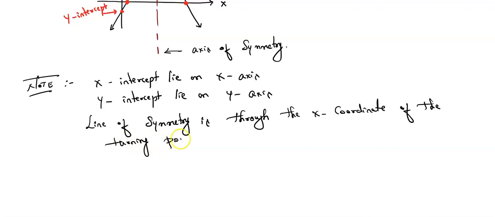X coordinate of the turning point. I hope the concept is clear for you all, right? Now let me define one important thing. Just a minute. Now take down this point. One more important note you need to remember. What is that important note in this case?